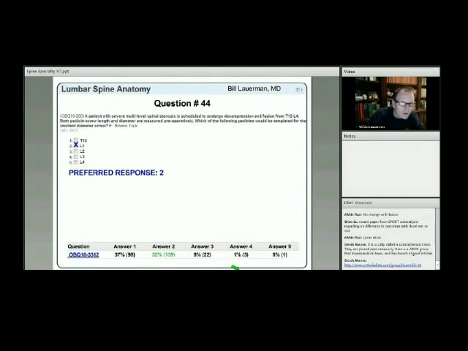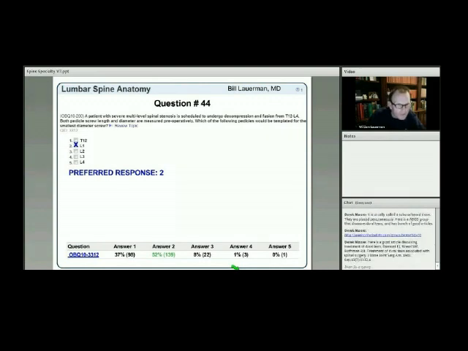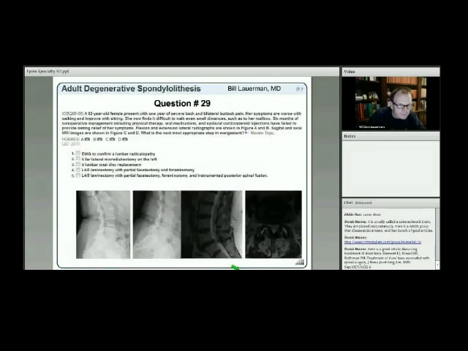So our answer here is L1. That's the smallest of these pedicles. And this is just pure memorization, but it is something you might reasonably be expected to know. A number of you thought it was T12, but remember T12, T11, they're really pretty big. L1 is the smallest pedicle, at least of the options that were given.